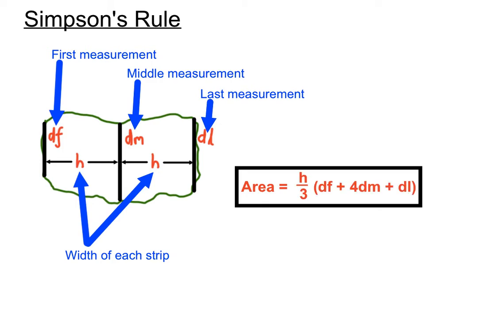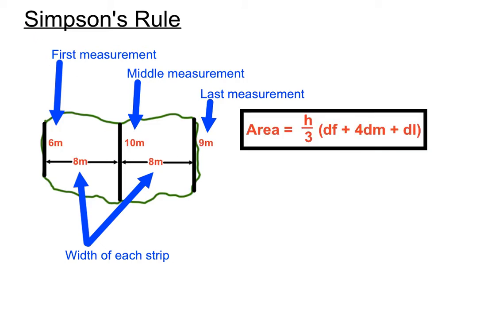Alright, so Simpson's rule is based on this. We've got the H, how far across each strip is, and we stick it into the top of a fraction that's out the front of the first, and the middle, and the last. And you notice we multiply the middle measurement by 4. That's because in many shapes that middle measurement is a better, more accurate average measurement of the overall shape. But anyway, that's the way it works. Let's have a look at an example that might help a fair bit.